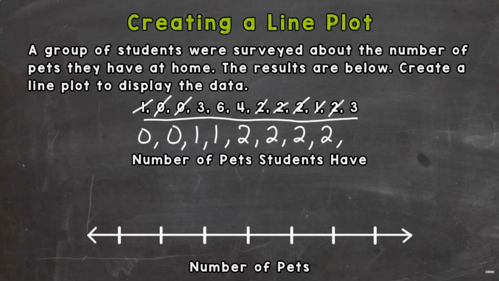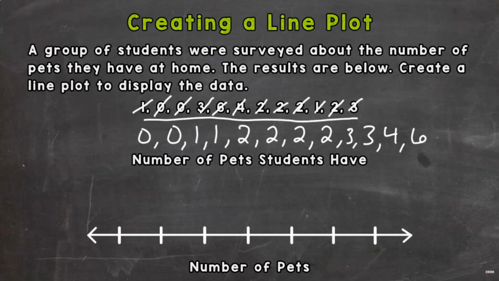How many 3s? Well, 1 here and 1 here, so that's 2 3s. We have a 4. It does not look like we have any 5s. And then we have a 6, which is our largest number within that set of data. So now that we have it in order from least to greatest, we are ready to create our line plot.